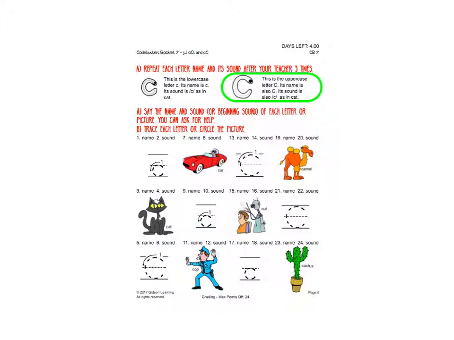This is the uppercase letter C. Its name is also C. Its sound is also k, as in cat. And now we're going to say the letter name and its sound 3 times. C, C, C, k, k, k. And now we can write our uppercase letter C. Now we'll go on to the next part of this page.